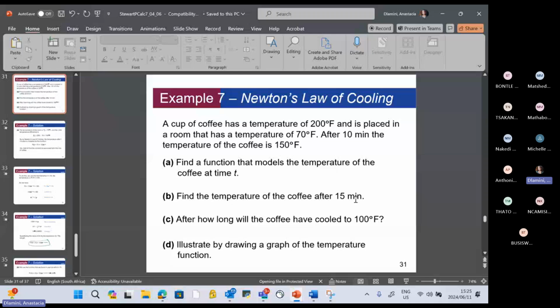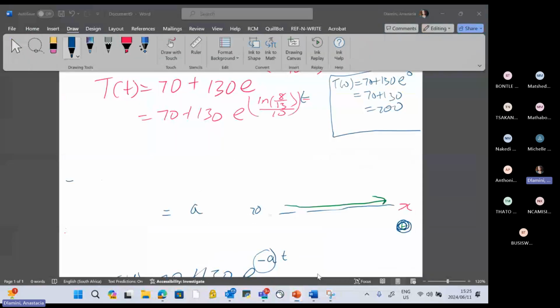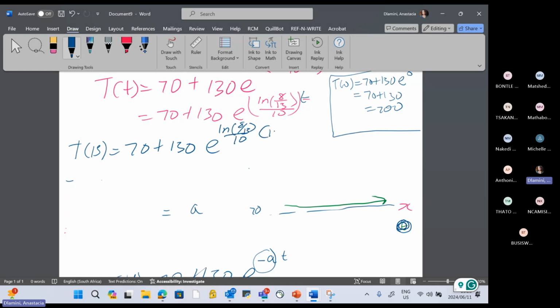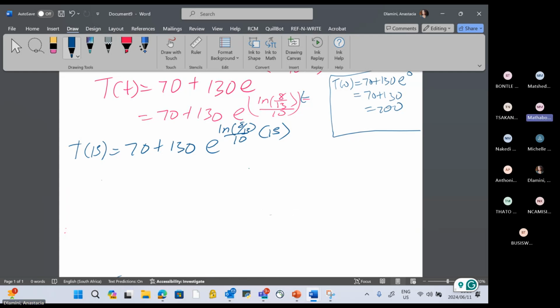Okay. So meaning that in our equation, we say T of 15 is equal to 70 plus 130 e to the power of ln of 8 over 13 divided by 10 times 15. And then you substitute there. That's how you get your answer. Are we together? Yes, ma'am. So to find the exact temperature, you have to substitute in a calculator.